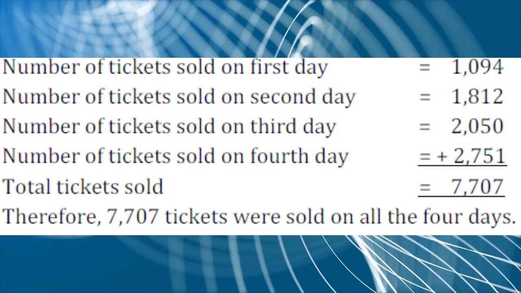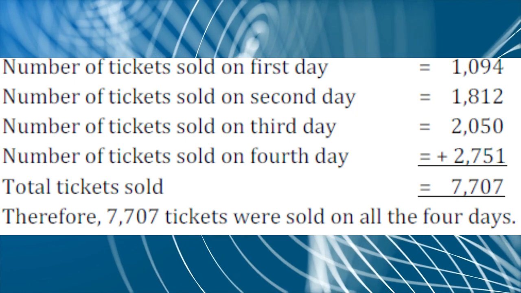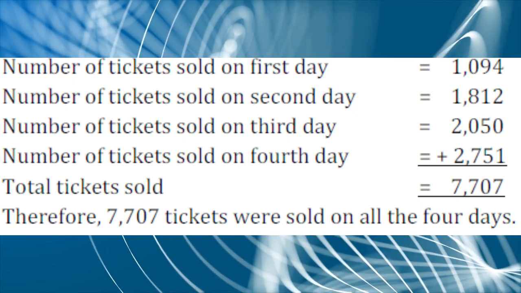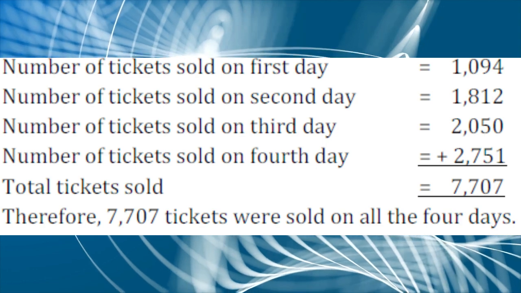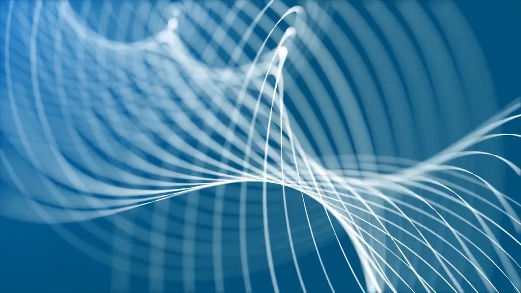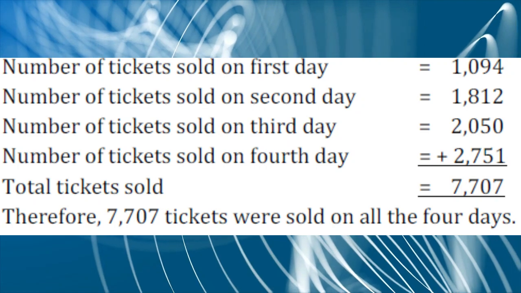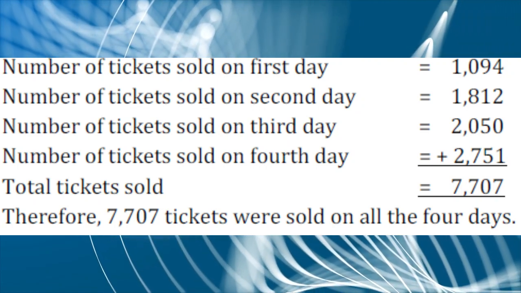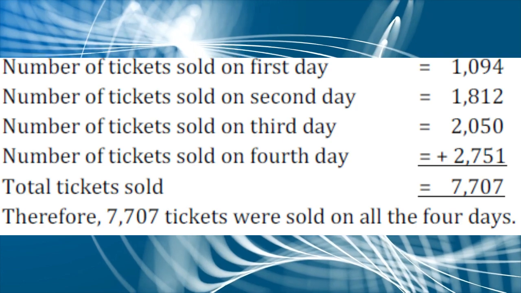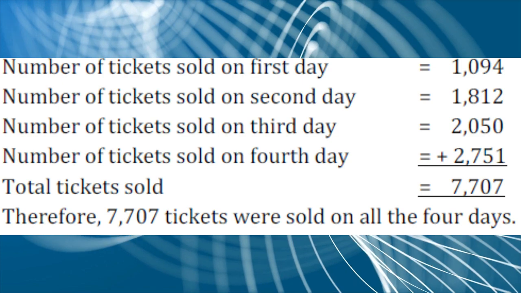After writing all these things, just check whether you wrote the numbers according to the place value and you placed it correctly. Then start adding the numbers from the ones place and your answer will be 7707. The answer statement, you should write in a sentence according to the question. What they asked: find the total number of tickets sold on all the 4 days. So the final answer statement is, therefore, 7,707 tickets were sold on all the 4 days.